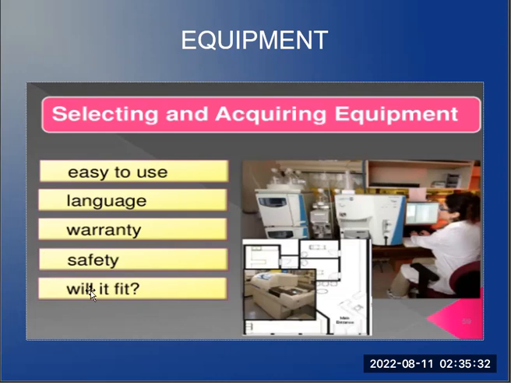Then safety. The equipment should be safe to use. It should have no grounding problems, usually it is already grounded. Then will it fit? You need to assess your lab and what kind of machine you need. You will know the need of the lab by assessing your number of samples. If your samples are fewer, then you only need a smaller machine that will accommodate your tests.